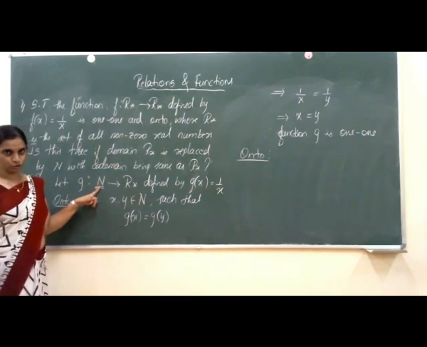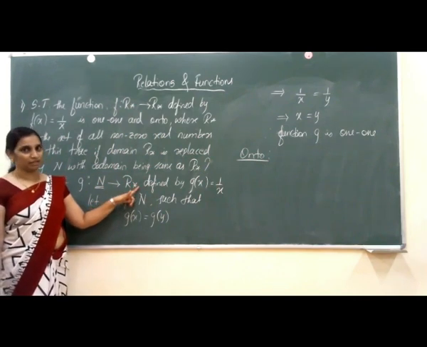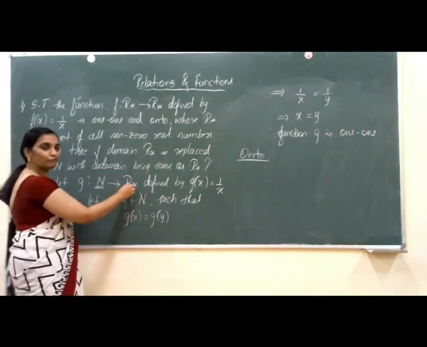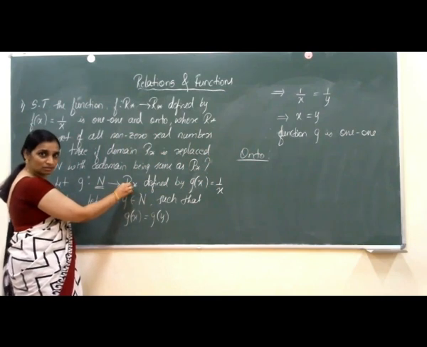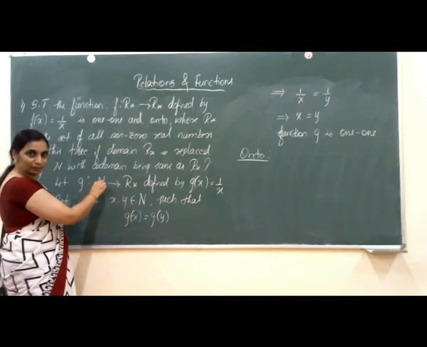But when we consider the onto condition, look at the domain and codomain. Domain is the set of natural numbers and codomain is the set of all non-zero real numbers. So now what we have to do is, if you want to prove the function is onto, then for every element in this R star, there must be an element or pre-image in N.